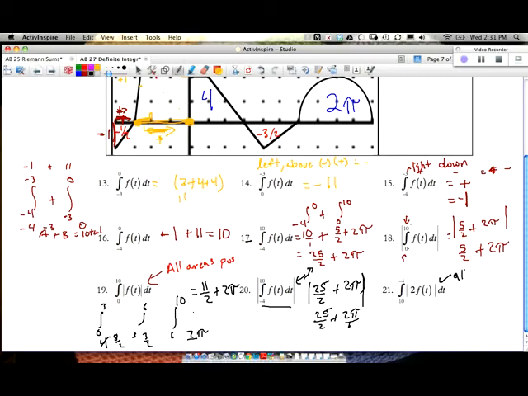Now, this last one, though, is a little bit different. Two things are happening. It says all areas positive, because we're taking those values that were negative, but we're making them positive before we add them up. Because this integral really means add it up. And then we're also going to multiply them by 2. We're going to double them.